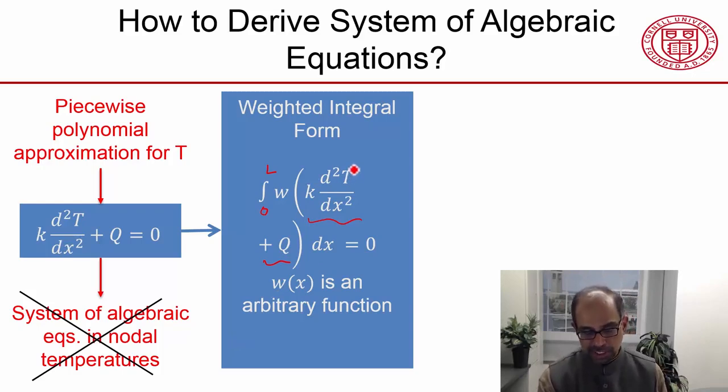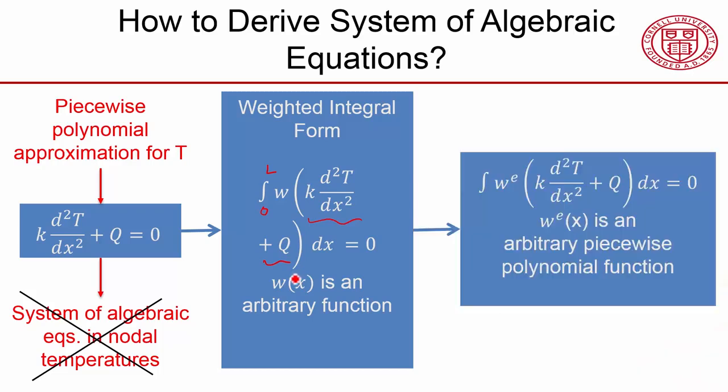But once I've assumed a shape for the temperature, there's no way I can satisfy this for any arbitrary function. So what do I do? I say, you know what? I won't satisfy this for any arbitrary W. I'll satisfy it for one particular shape of W. So I'll say, hey, instead of satisfying it for an arbitrary function, I'll satisfy it for an arbitrary piecewise polynomial function. That means I assume a shape for W that looks like the shape for temperature, and we'll see that in a minute graphically.